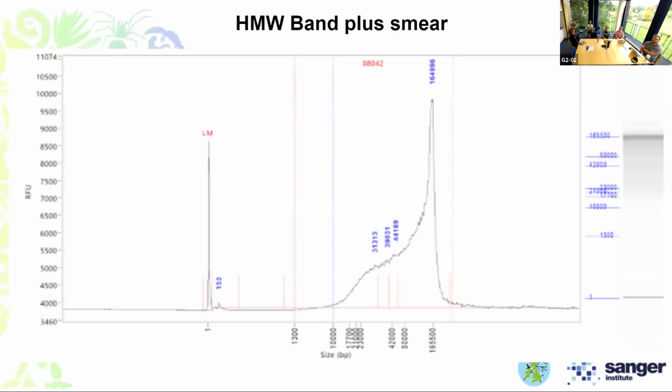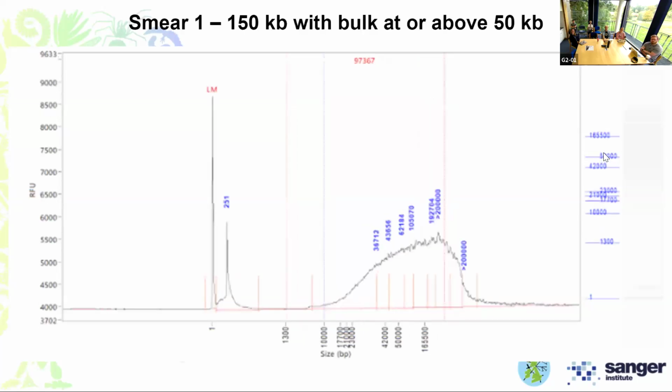But then we get all different types of DNA, from high molecular weight band to low molecular weight band. So here we have a high molecular weight band with a smear, still a very good profile. The average fragment size is sitting at about 88,000 bases. And again, a nice strong peak in this gel image.